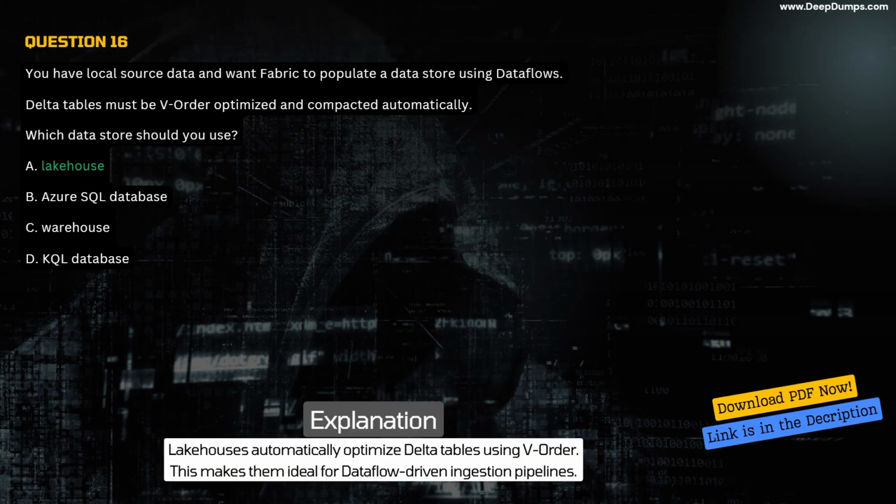Explanation. Lakehouses automatically optimize Delta tables using V-Order. This makes them ideal for dataflow-driven ingestion pipelines.